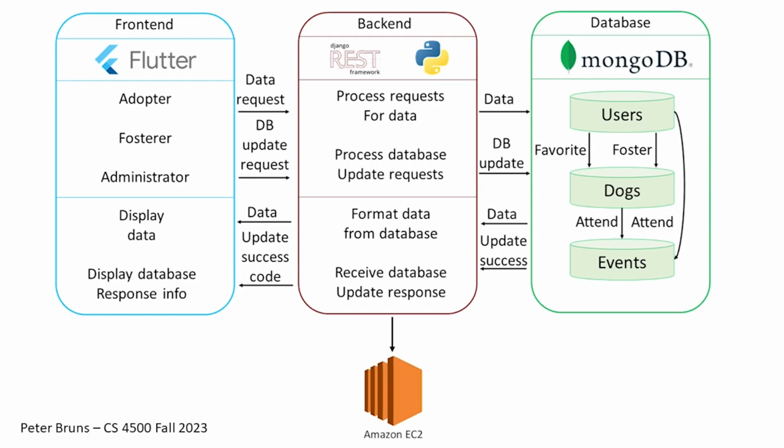Before concluding, we would like to briefly go over the system architecture and software practices that we utilized during the project. The front end of the app was developed using Flutter, and as was shown in the demo, includes different views for adopters, fosterers, and group administrators. Our backend was developed with the Django REST framework in Python and is currently deployed on an AWS EC2 instance.